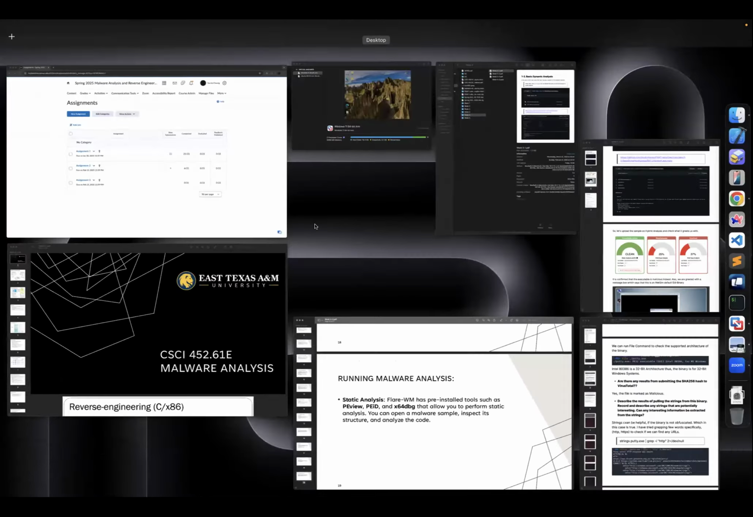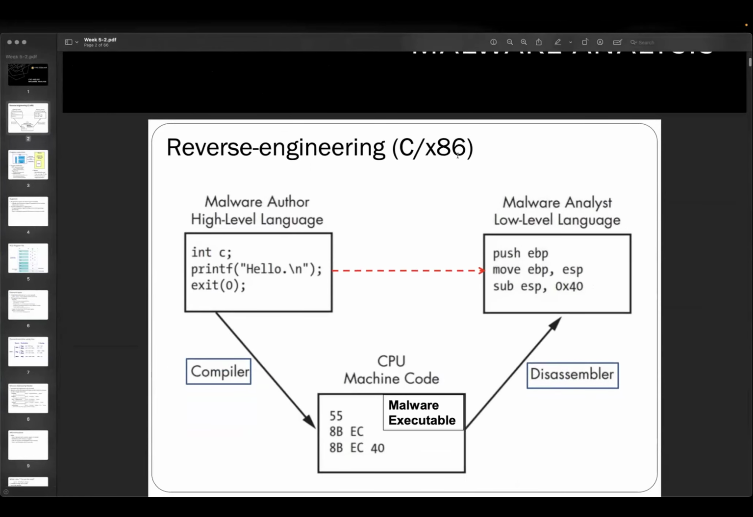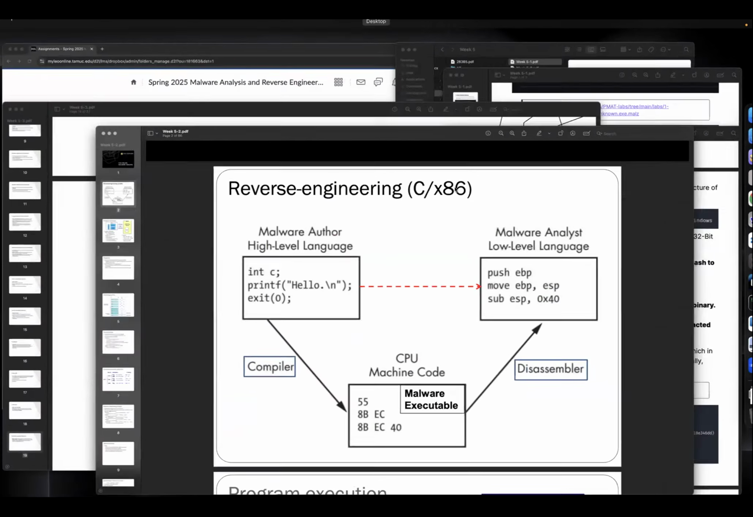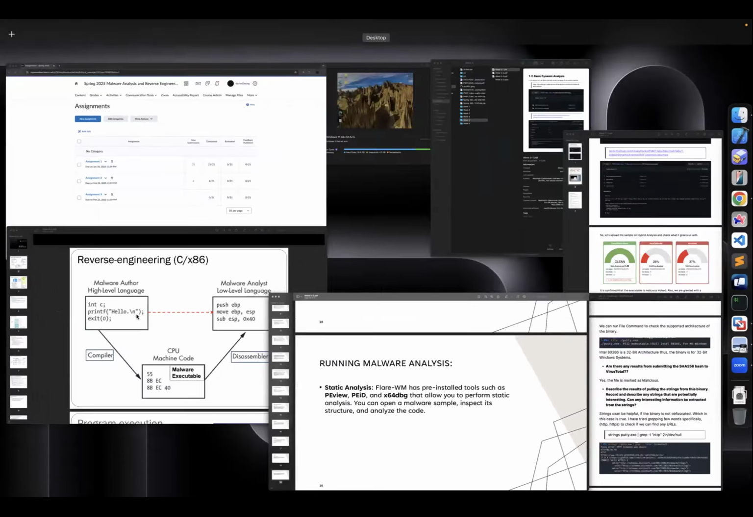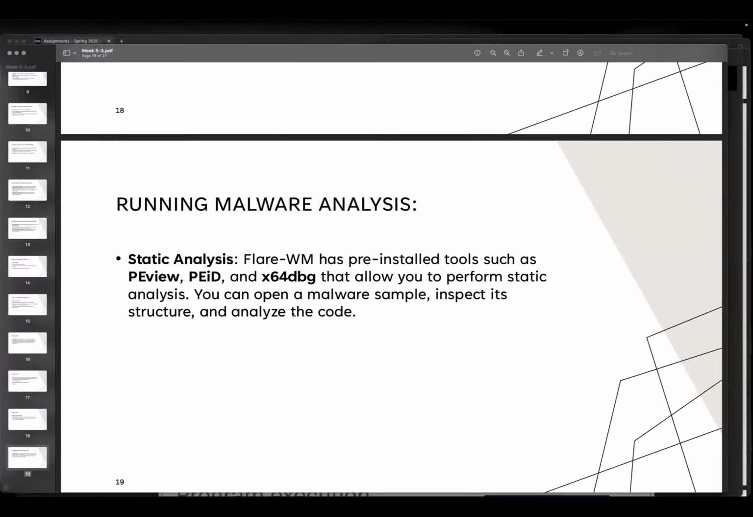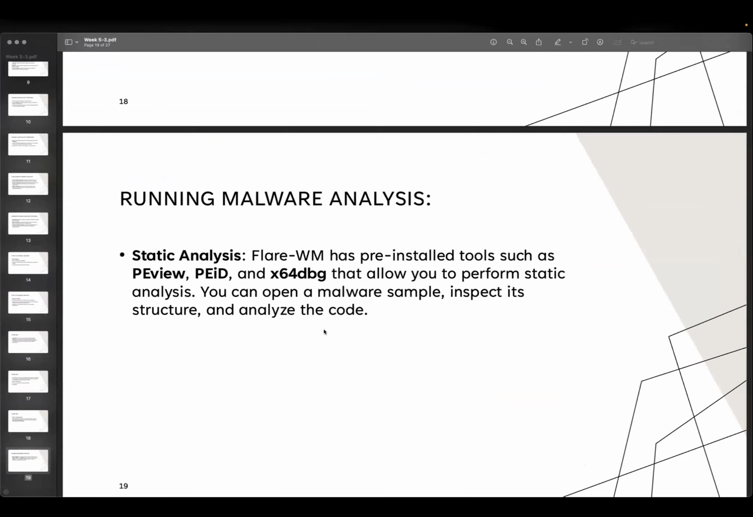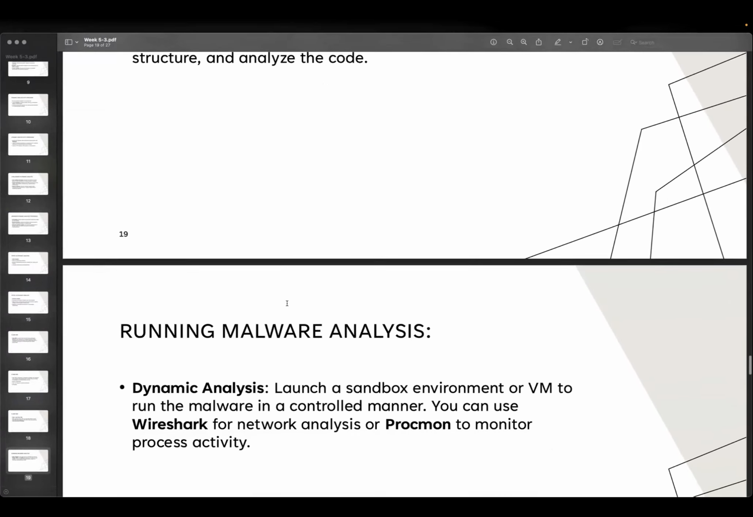Later in our lecture, the reverse engineering part includes x86, which is 32-bit. But nowadays we include 64-bit as well, right? So how can we apply the ideas and knowledge, and of course right now we have more to consider because the system OS has changed. It allows us to perform static analysis: we can open the malware sample, inspect its structure, and analyze the code.